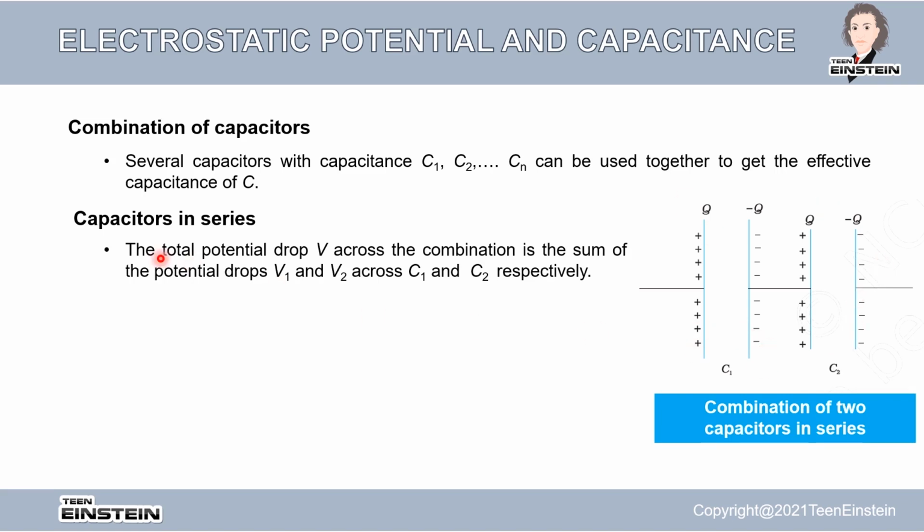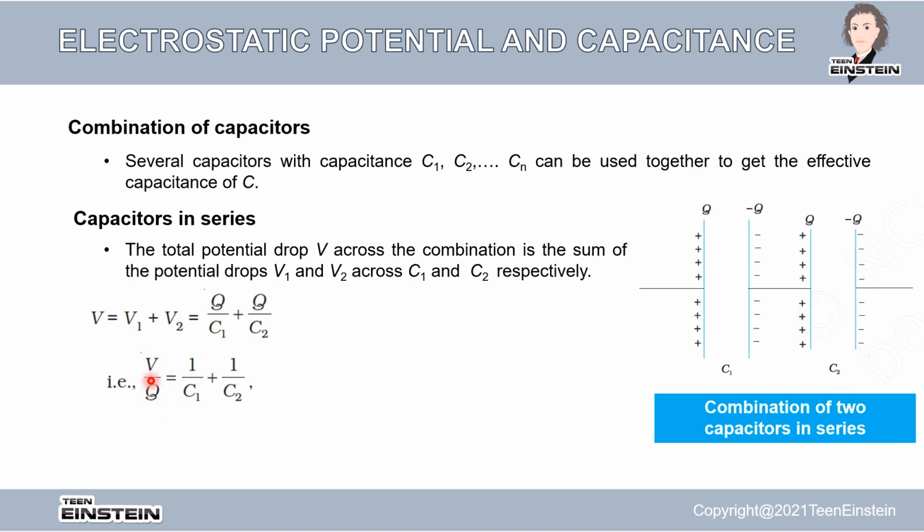So the total potential drop V across the combination is the sum of the potential drops V1 and V2 across C1 and C2 respectively. So the total potential of this configuration is V1 plus V2. So let's write it like this: V equal to V1 plus V2, and from the definition of the capacitance, we know V1 equal to Q by C1 and V2 equal to Q by C2. And the Q is same, so we can take Q outside this bracket. So it will become Q multiplied by 1 by C1 plus 1 by C2. And if you take the Q to the left hand side, then we have V by Q equal to 1 by C1 plus 1 by C2.